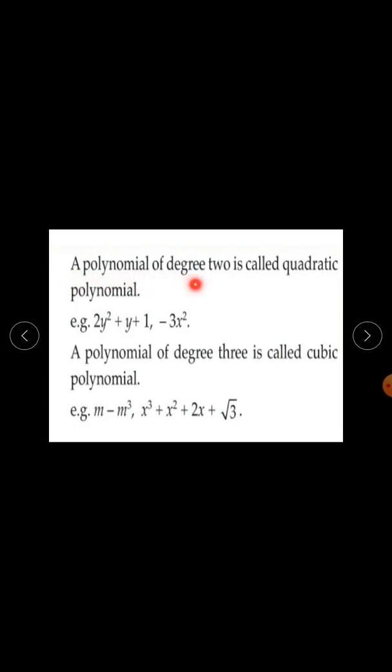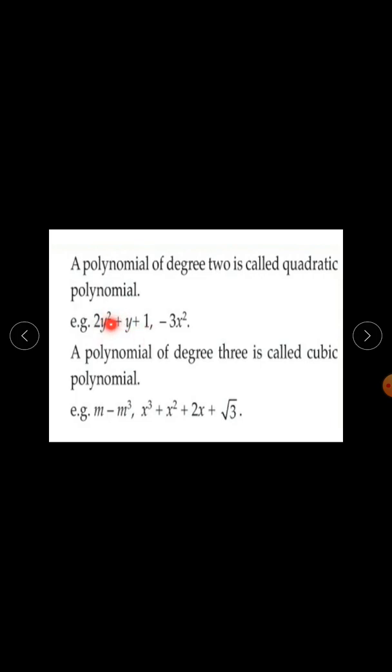A polynomial of degree 2 is called quadratic polynomial. For example, 2y square plus y plus 1. Here only one variable is there, and the highest power of the variable is called the degree of the polynomial, and here highest power is 2. So for this polynomial, degree is 2. That's why 2y square plus y plus 1 is a quadratic polynomial.